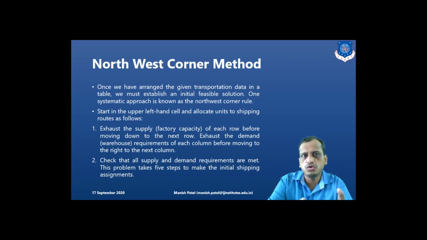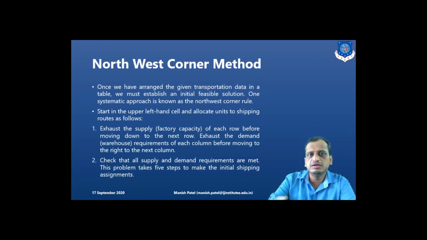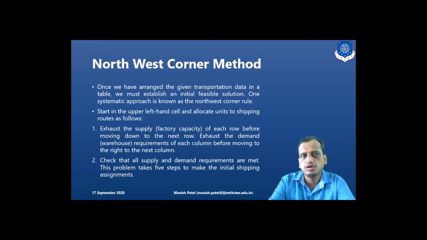We will start with the northwest corner, and we will try to allocate the maximum, whatever the supply is. We will exhaust the supply, whatever the factory capacity is in each row. Row-wise, we will select the northwest corner, and once the factory capacity, or you can say the supply side, is finished, then we will eliminate that supply and iterate one by one.